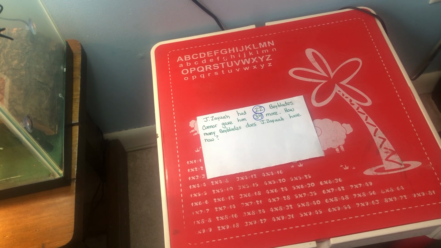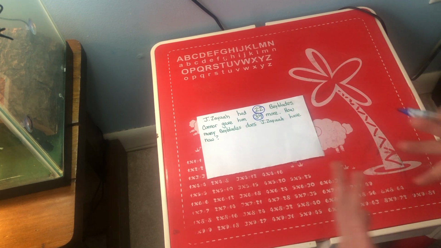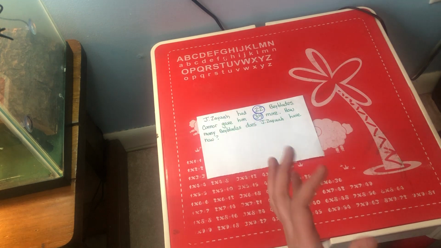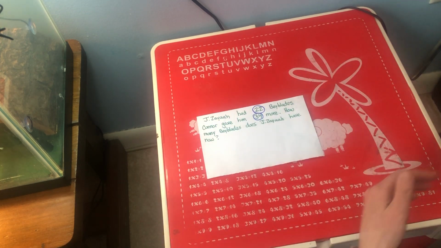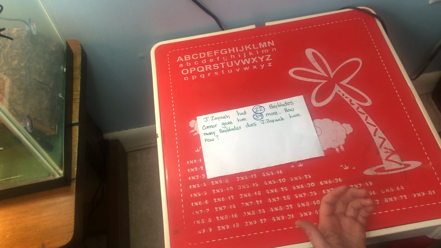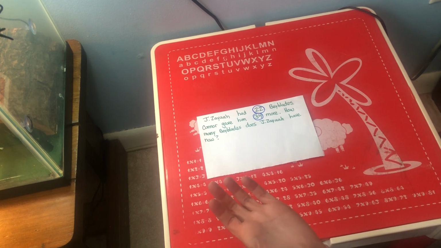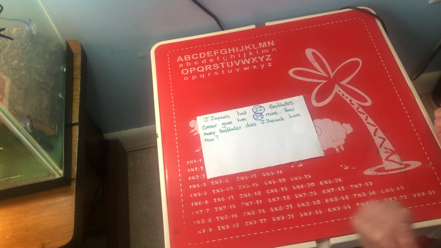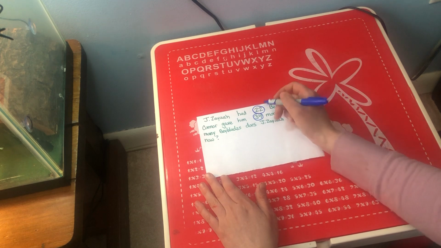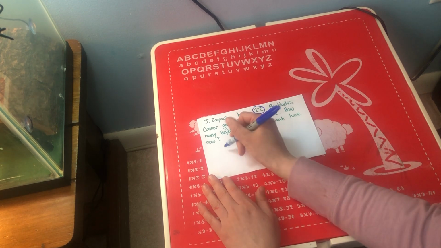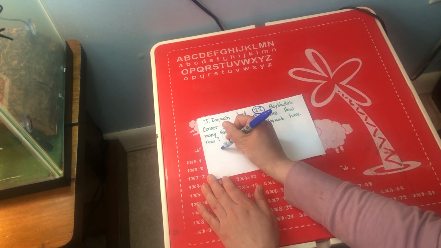Okay, so think about that in your head. Josiah had his suitcase full of Beyblades, and then he got some more, and I want to know how many he has in all. So I need to add. I'm going to set up my equation. I'm going to add how many Josiah had. He had 22.